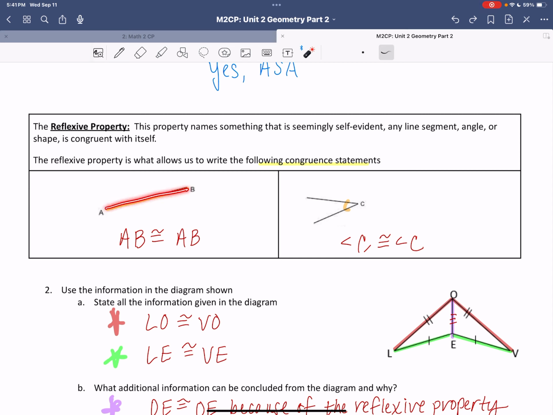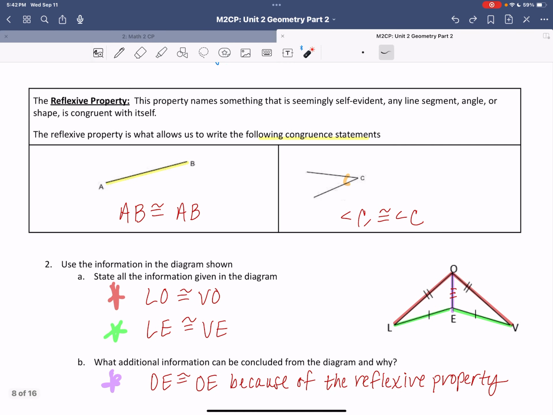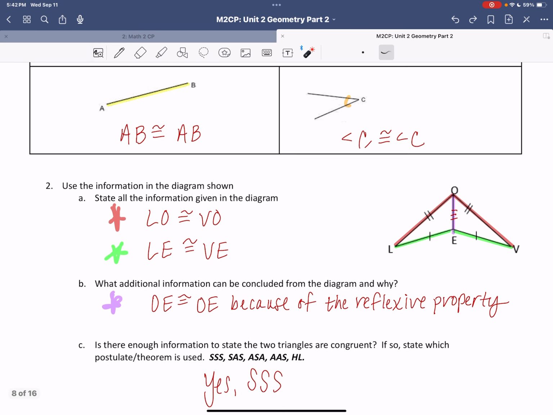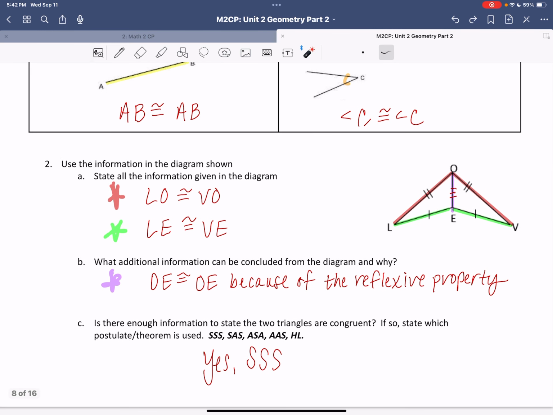So if you look here, you have segment AB. Well, AB is congruent to AB because it's congruent with itself. So it's seemingly self-evident, which makes it the reflexive property. Now here you have angle C. So angle C is going to be congruent to angle C, which makes sense because it's the same angle. So again, these are the seemingly self-evident ones. These are the ones that are like, well, yes, of course it's congruent to itself, but this is the reason for it, is a reflexive property. So let's go ahead and let's complete this.